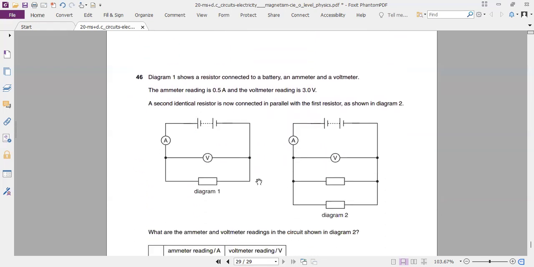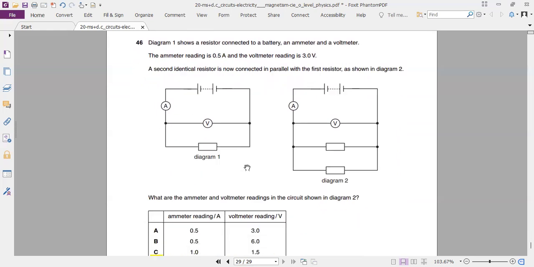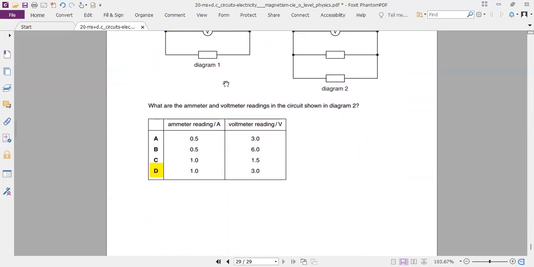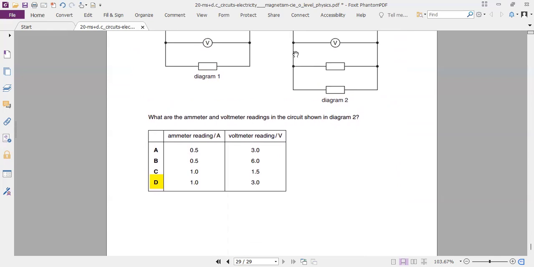Here we have again the same, we have repeated this question, and one reading will be 1 because current will be double and voltage will be the same.